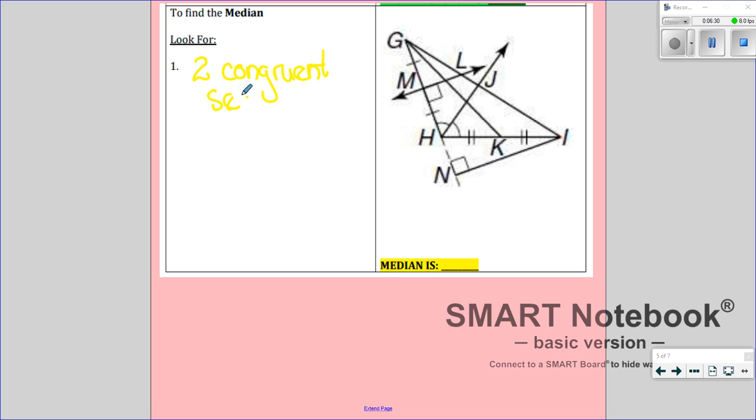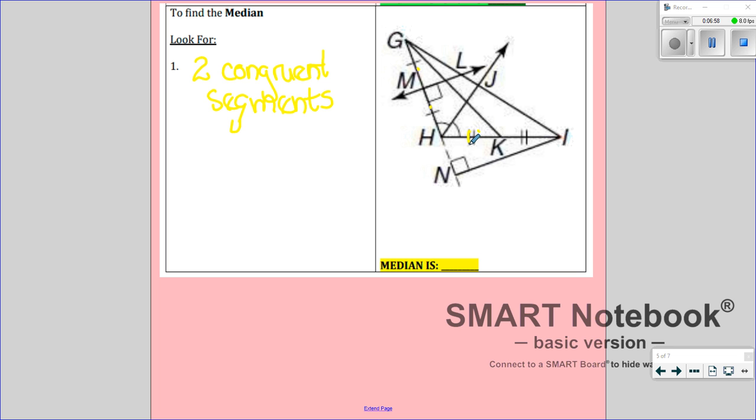segments. I know when we were doing the perpendicular bisector, it says two congruent segments, but what makes it different from median is that in addition to the two congruent segments, you need a 90-degree marker with it. In this case, median, it's just two congruent segments. So if you were to look at this and this, we can't use it because there's that 90-degree marker, so this one is a perpendicular bisector.